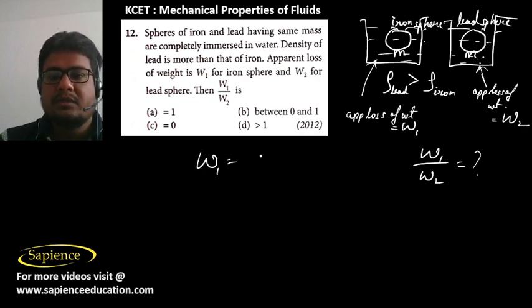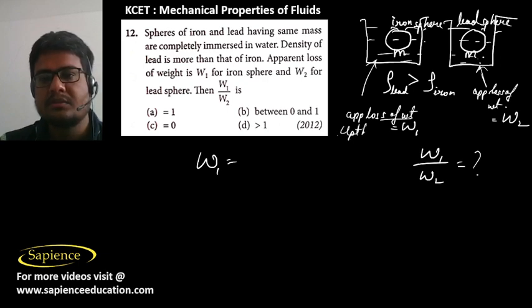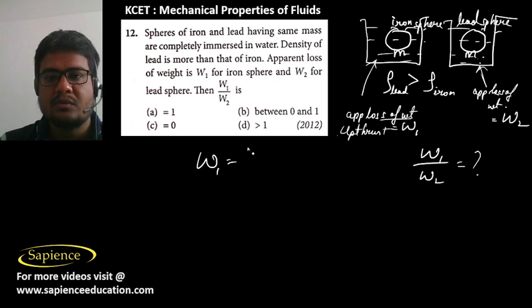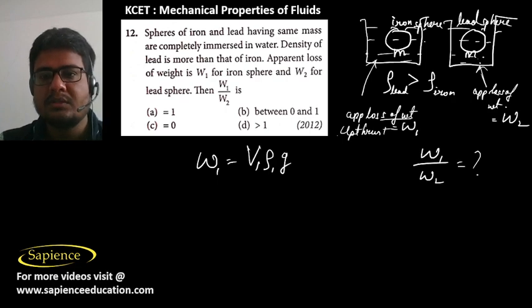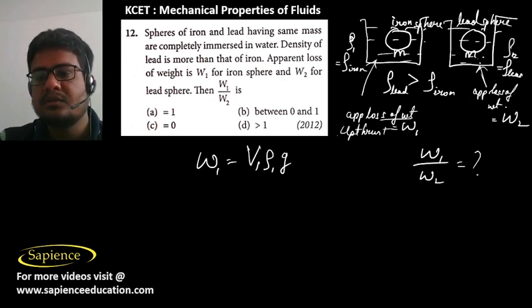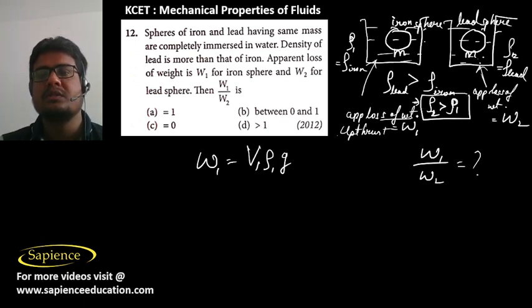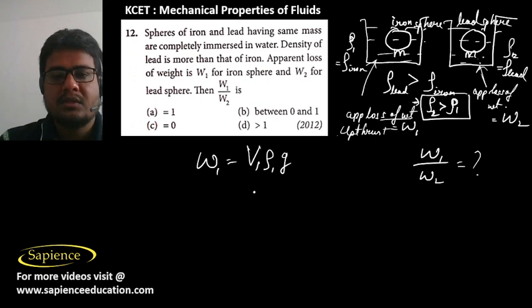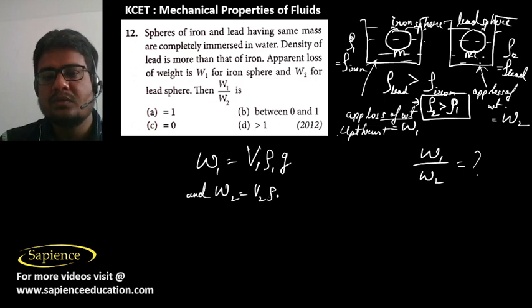The apparent loss of weight is the same as the buoyancy force or the upthrust. So the upthrust is W1, which will be V1 into rho 1 into g, where rho 1 is the density of iron, and rho 2 is the density of lead. So from here we can see that rho 2 is greater than rho 1. Density of lead is greater than density of iron. So W1 is V1 into rho 1 into g, and W2 is V2 into rho 2 into g.